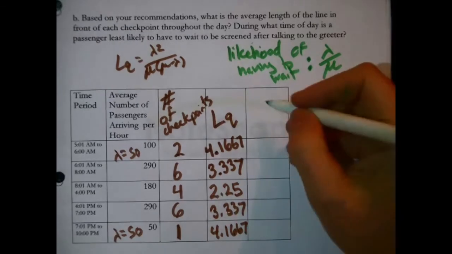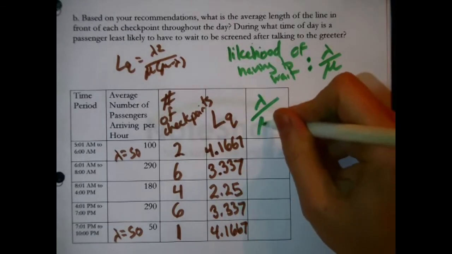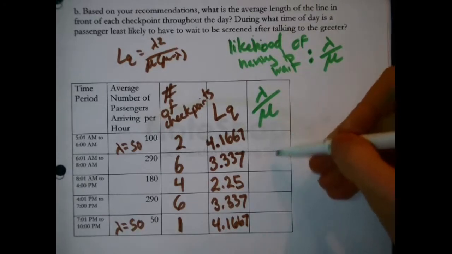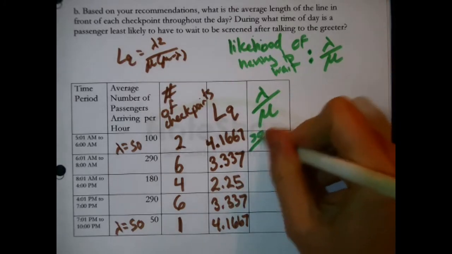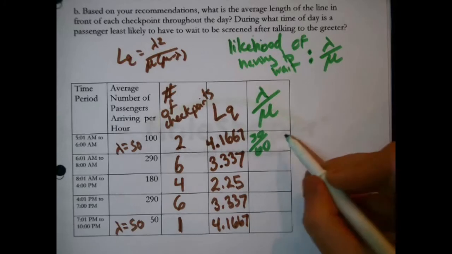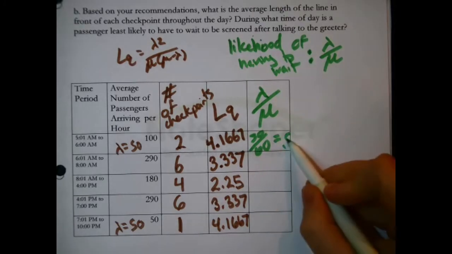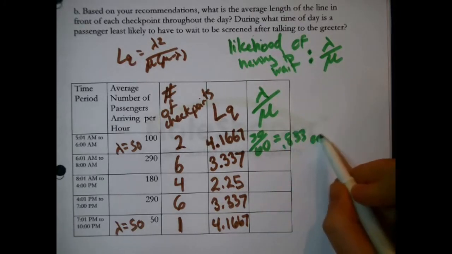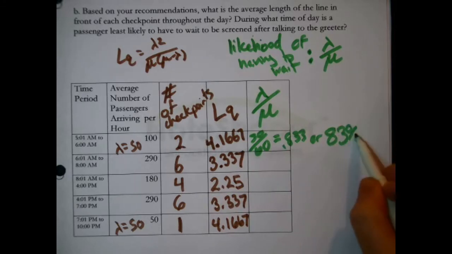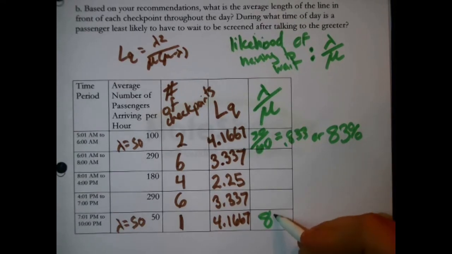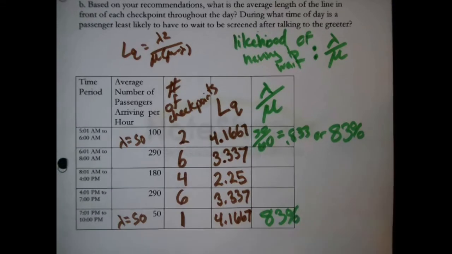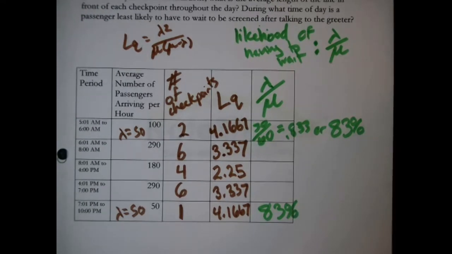So we could just calculate that for each one of these intervals. Again, with the proper lambda, 50 divided by 60, 5 a.m. to 6 a.m., 0.833, or 83% probability you have to wait. That would be the same probability as down here, because it's the same lambda equals 50, and mu equals 60. So at the beginning and the end of the day, there's about an 83% chance you'll have to wait.